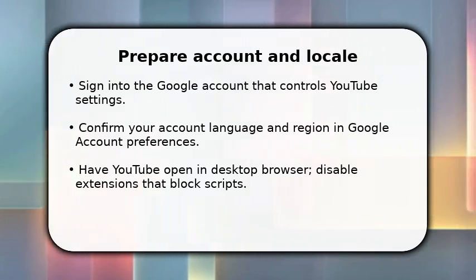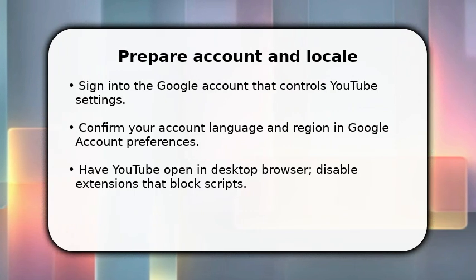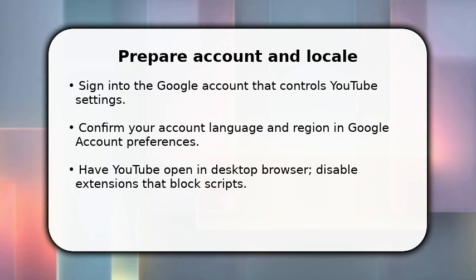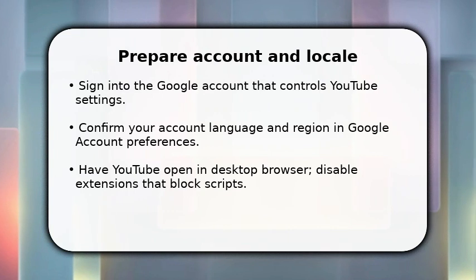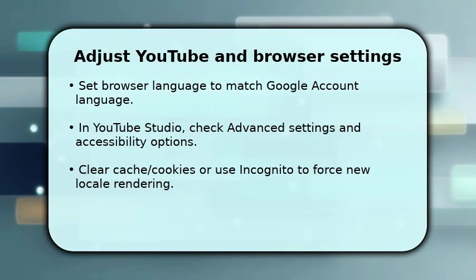Next, open YouTube in a desktop browser and temporarily disable privacy extensions. These steps set the environment so YouTube can display numbers using the chosen format rather than your device defaults. Now synchronize browser language with your Google account language to ensure YouTube inherits the correct number format.